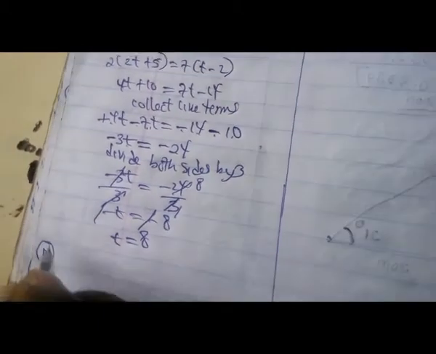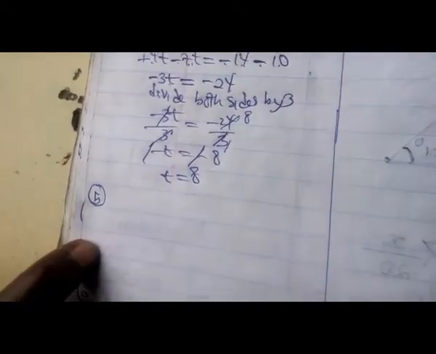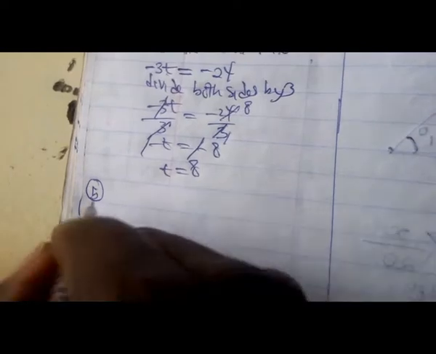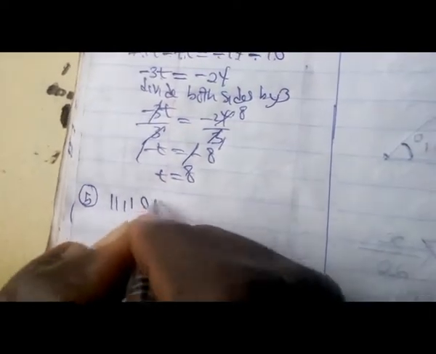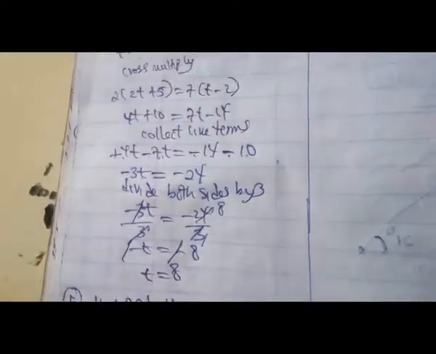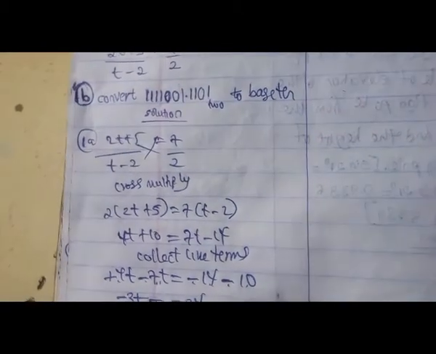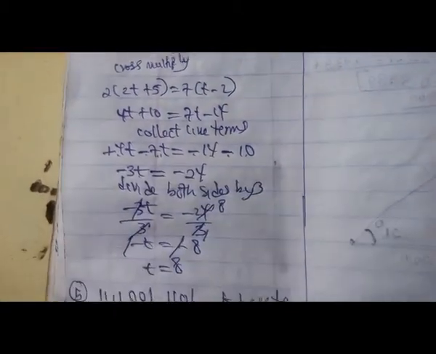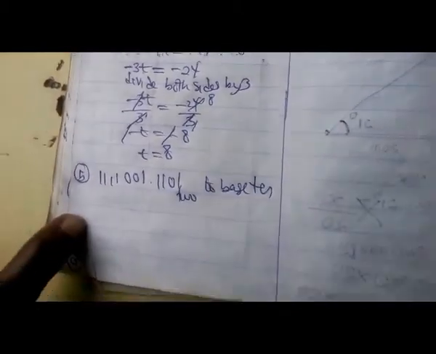Part B says convert this number. This number is in base 2, and we should convert it to base 10. The number is 1111.1101 in base 2, to base 10. So let's convert it to base 10.